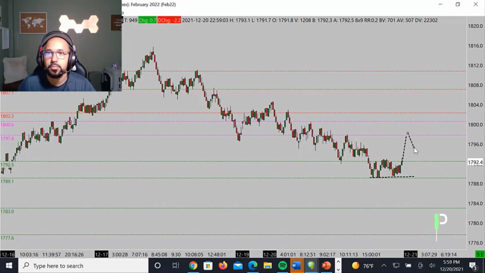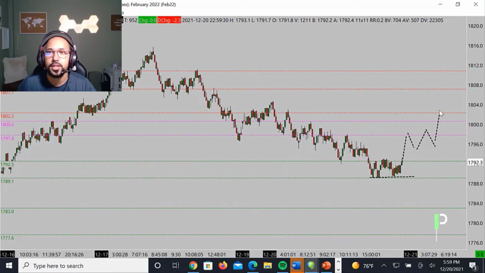I'm looking for gold to try to pull back into this area of 1797.8. If we get that opportunity, we may get a nice short opportunity from this level. So we can keep that in mind. If not, then we could look out for gold to try to retest these 1800.6s to about 1802.3. That could be the area of resistance as well.